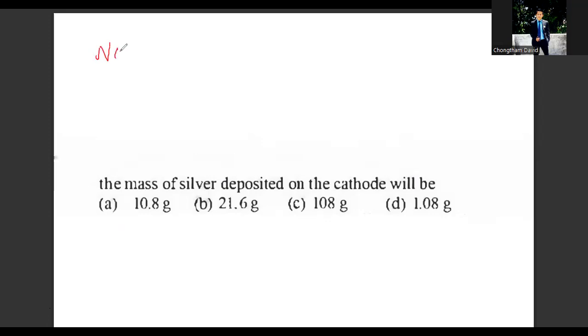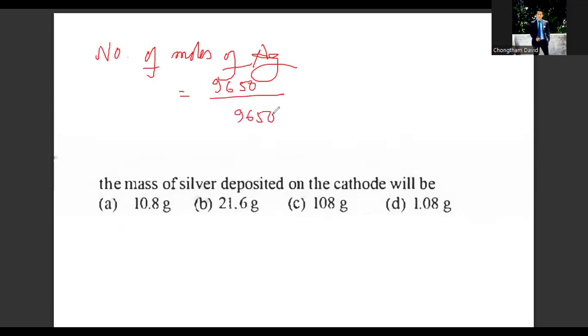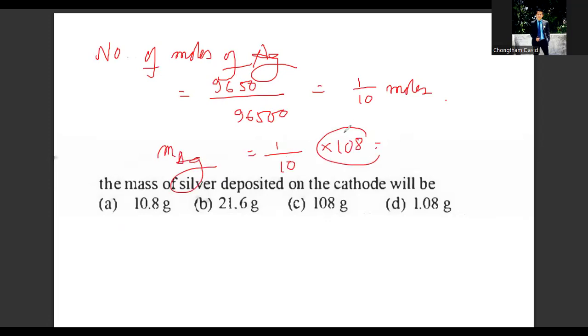So the number of moles of silver would be, you can find weight by molecular mass, or you can simply write charge by Faraday's constant 96,500. This would give rise to 0.1 moles. So what is the mass of silver going to be deposited? 1 by 10 times the atomic mass. You know, the atomic mass of silver is approximately 107.9, right? So round it off and enter it as 10.8. Option A is the answer to this question number 38.